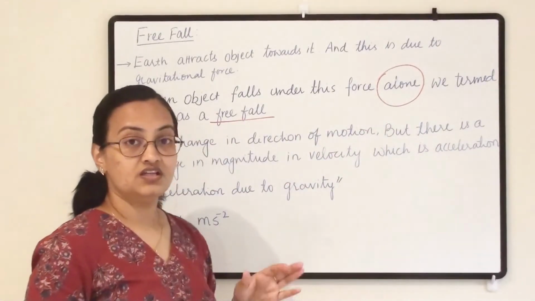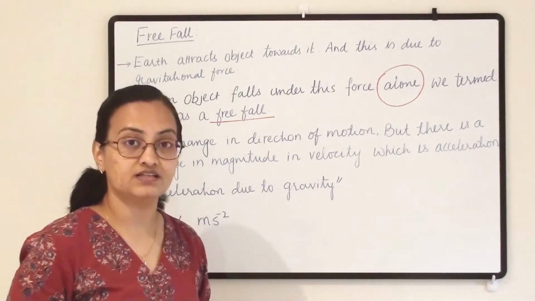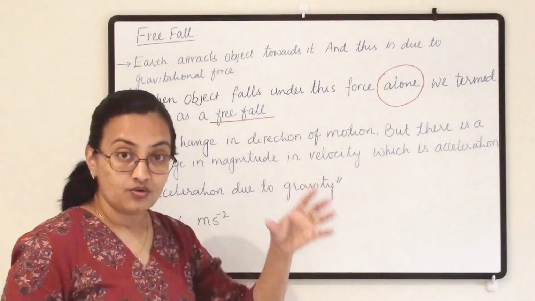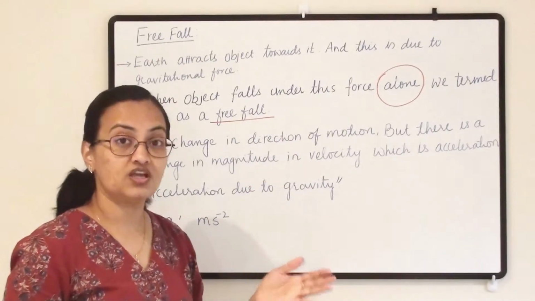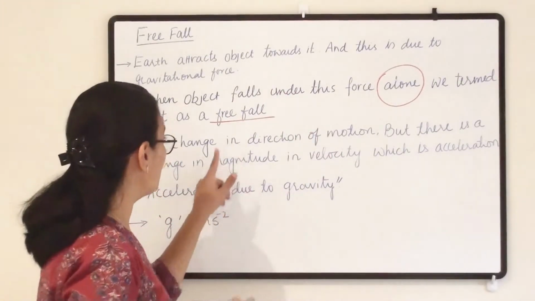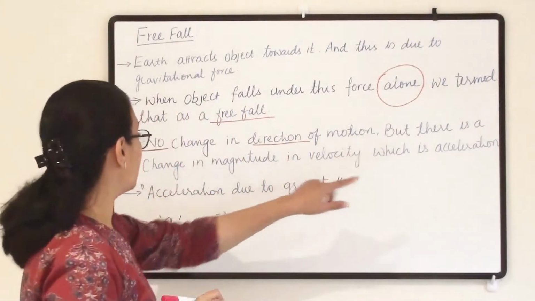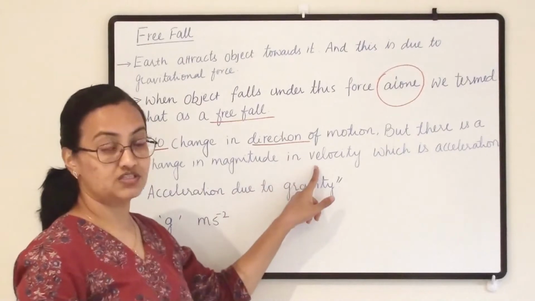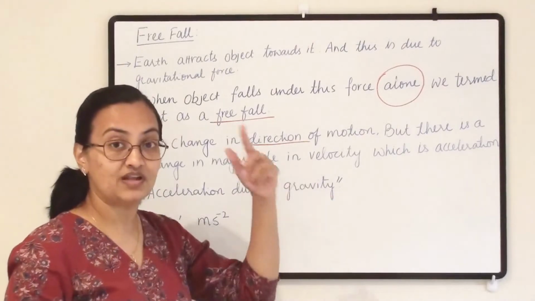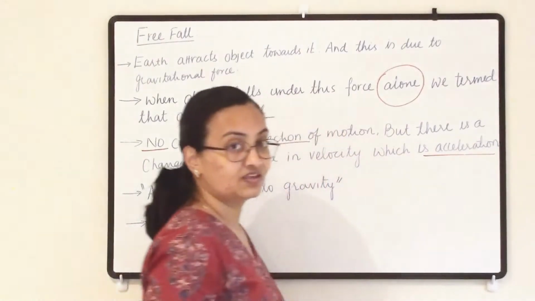And what is the condition? There should be no other external force, no other kind of force acting on it. No change in direction of the motion. While this fall is happening, there will be no change in direction because it will come straight down. So there is no change in direction of the motion, but there is a change in the magnitude of velocity. That means velocity will change. When it is falling, its velocity will change. And what is the change in velocity? That is acceleration.